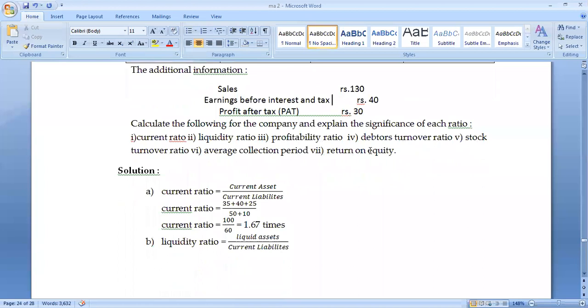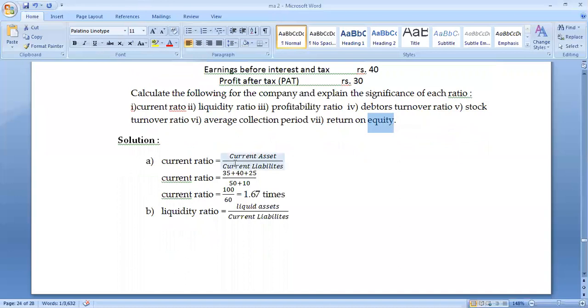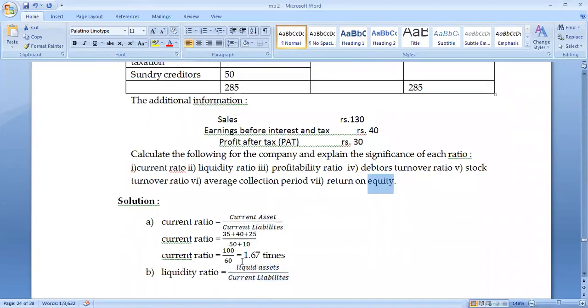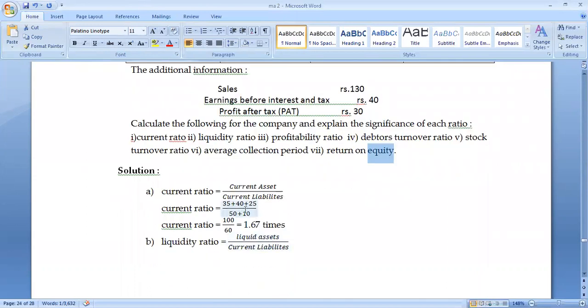Obviously, whenever it is equity, it considers only the equity share capital. Whatever earnings are available to the shareholders will be included. Here, in the case of the current ratio, what information do we require? Current assets will be compared with current liabilities. The current assets they have given directly here: 35, 40, 25. So it will be 100. Since 35, 40 and 25 are given already, compute as it is. However you get it, that is the current assets.